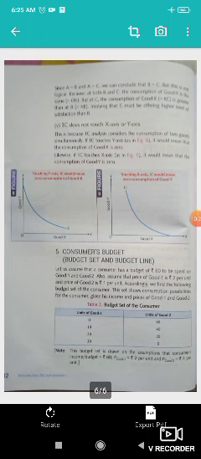Now the next point: IC does not touch the x-axis or y-axis. This is because IC considers the consumption of two goods simultaneously. If IC touches the y-axis, it would mean that consumption of good X is 0. Likewise, if IC touches the x-axis, it would mean that the consumption of good Y is 0. So it would never touch the x-axis or y-axis.